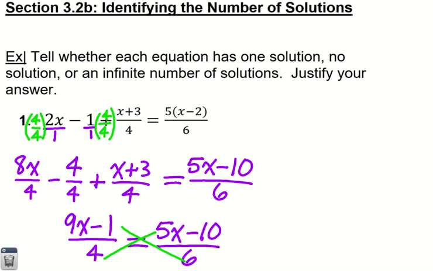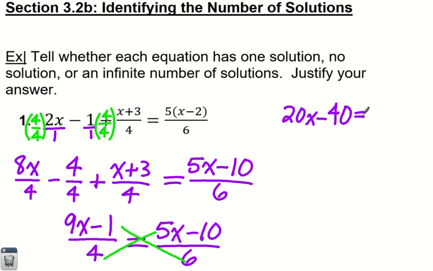I'm going to do 4 times all of that, which is going to mean distributing 4 times that entire numerator there. So I'm going to have to distribute the 4 to both the 5x and the minus 10. Remember, it's 4 times that. Like I could put that in a bubble. And so that's going to be 20x minus 40.